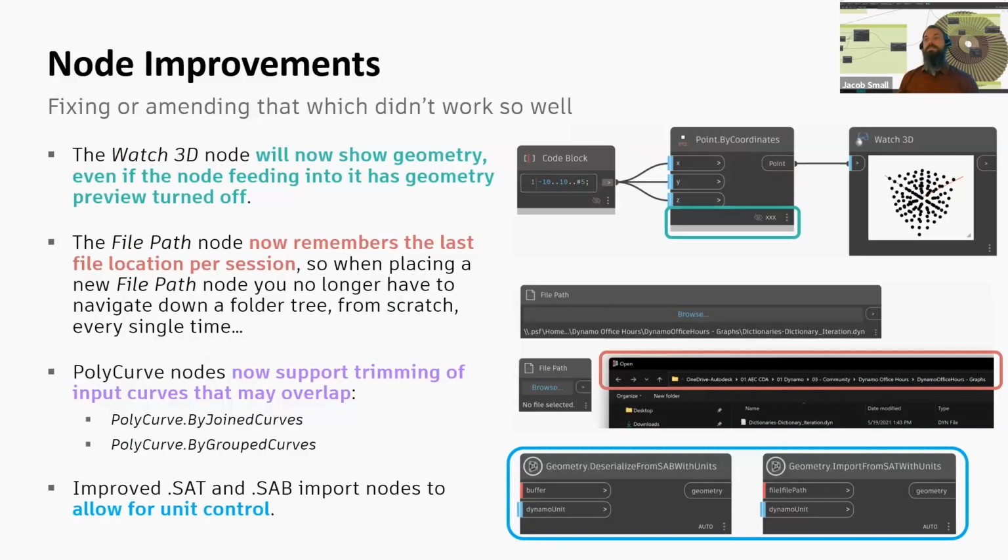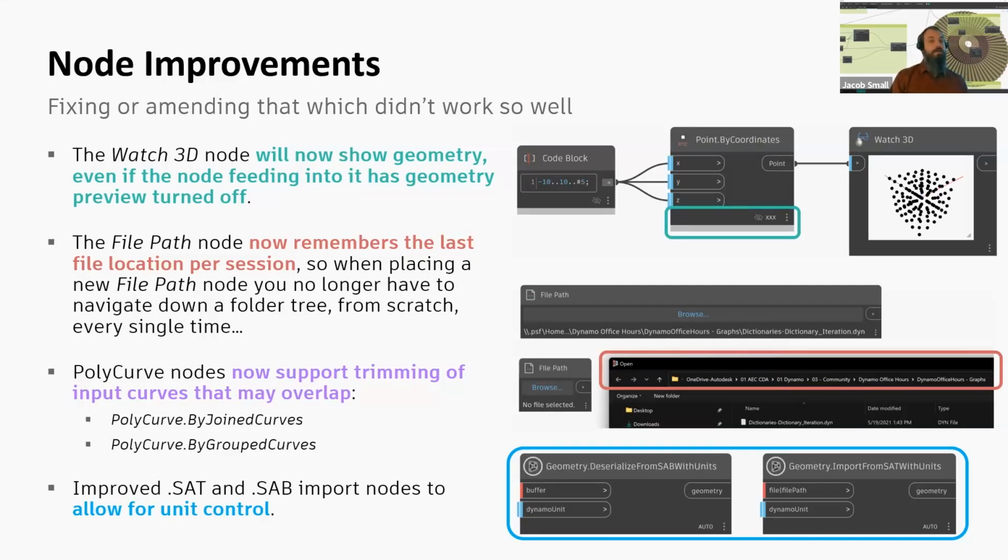Last up, we've got some node improvements where we've fixed or amended some stuff that didn't quite work as well as we had hoped. First up is the Watch 3D node. You're now going to be able to see the geometry even if the previous node had its preview visibility turned off. It'll force that on, which is really great. The second one is the file path node remembering the last file location per session. So when placing a new file path node, you don't have to navigate the entire folder tree from scratch every single time, which is going to be a big time saver.